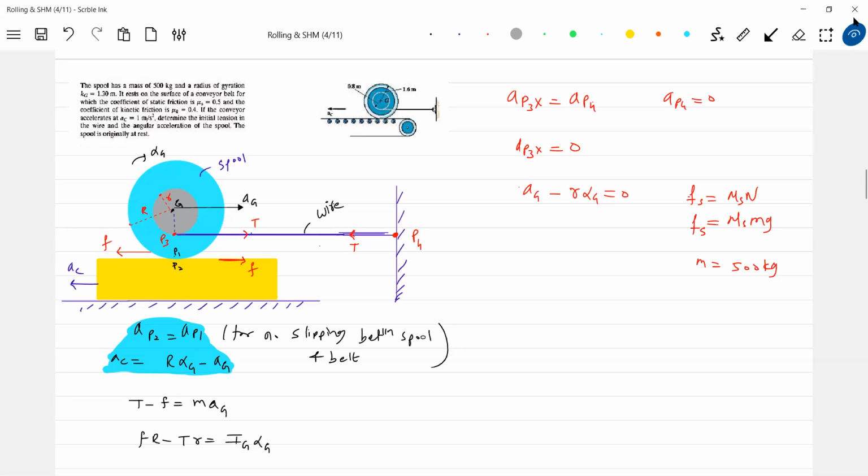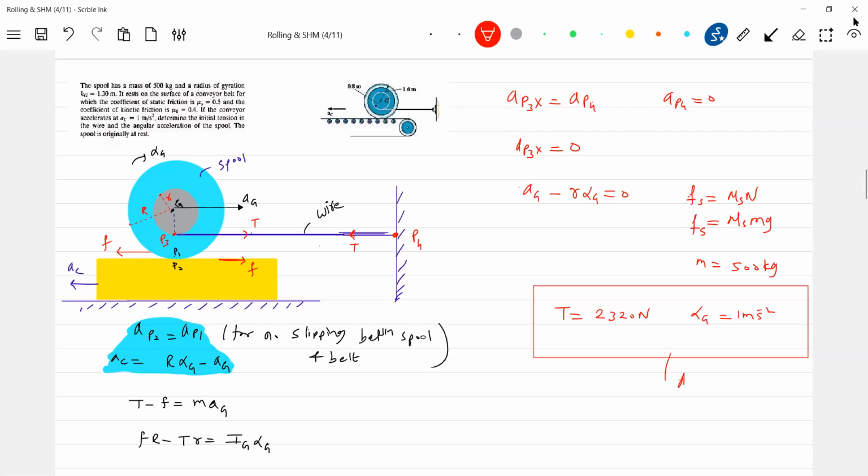I'll give the answer, sir. Later on, you can check it. Determine the initial tension: 2.32 kilonewton. Angular acceleration: 1 meter per second square. Verify the answer later on.